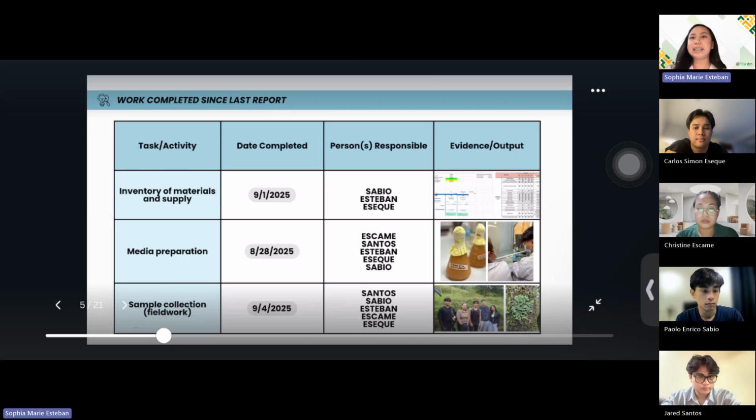For the work completed since the last report, the first activity that we accomplished is media preparation, which was headed by all of the members. Followed by this, we have the inventory of materials and supply, which was completed September 1, 2025, spearheaded by Sabio, Esteban and Ezequiel. Next, we proceeded with our sample collection or field work, which was completed September 4 to September 5 in Kapangan, Benguet, and all members were present during the day.